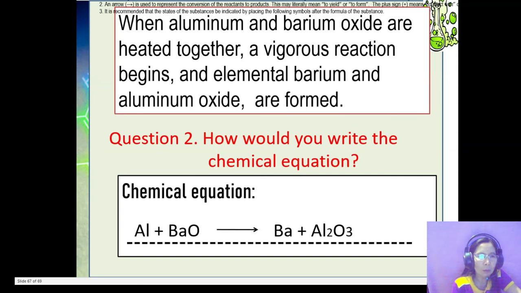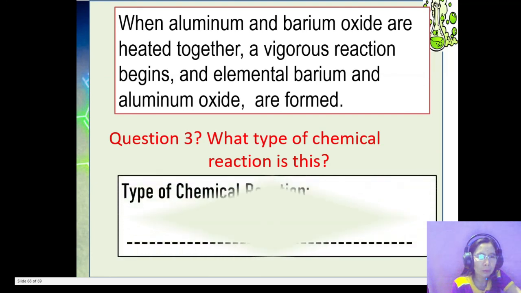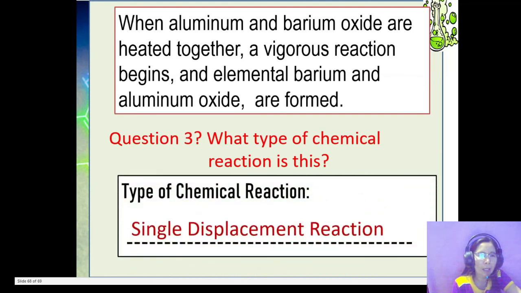How about the third one? Who got the correct answer for the third one? What type of chemical reaction is the one given in the evaluation? Correct. It is a single displacement reaction. Okay, how many got 3? Wow, very good. All of you got all 3 numbers in the evaluation. You got a perfect score.